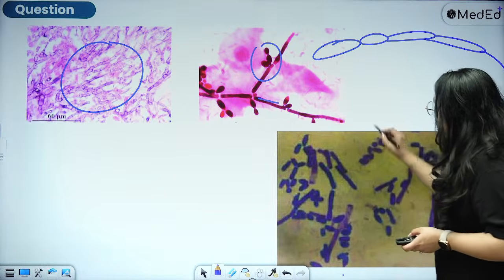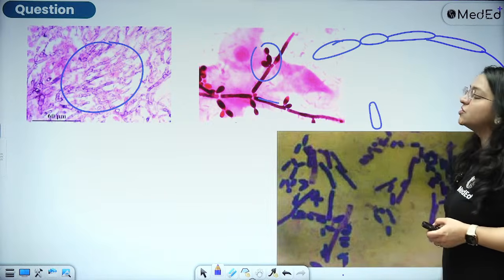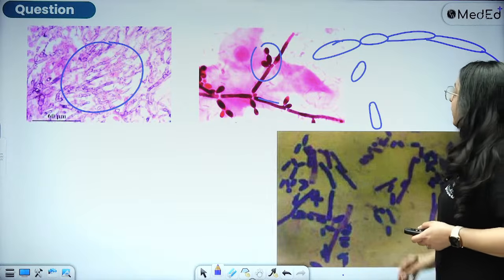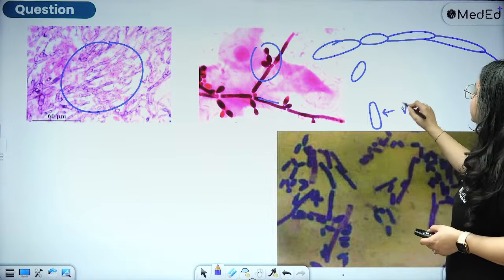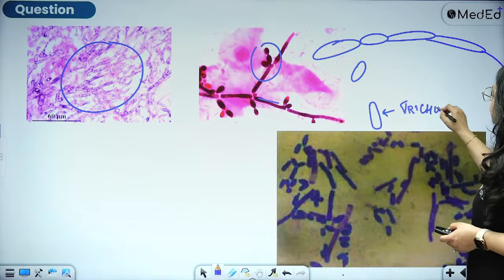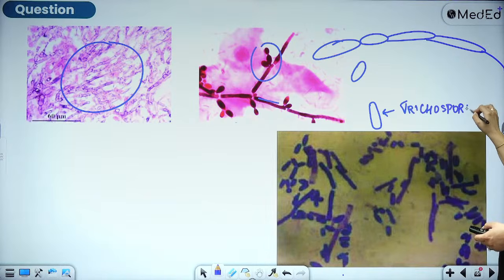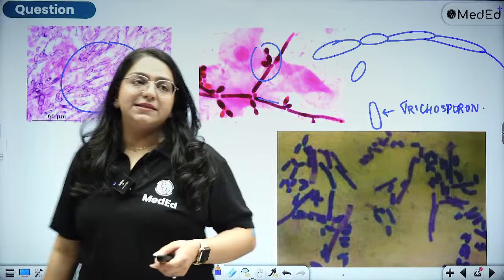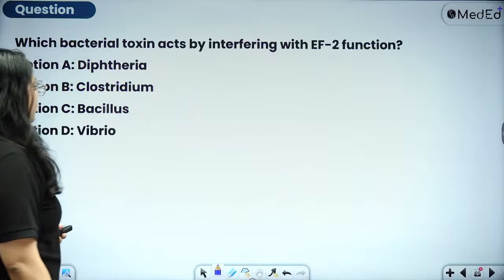What is Trichosporon? It is a yeast cell which is rectangular. While we know that yeast is oval like this, a rectangular yeast cell is Trichosporon. Sometimes Trichosporon is confused as hyphae, but it is in fact a yeast cell which is rectangular in shape.